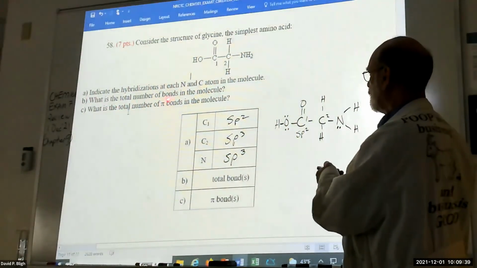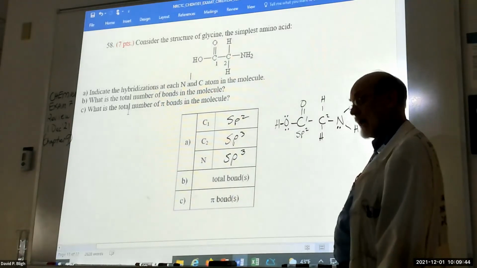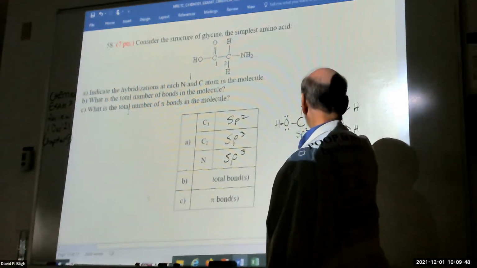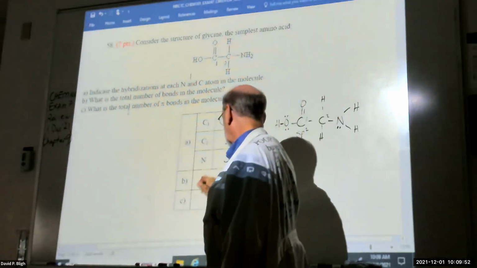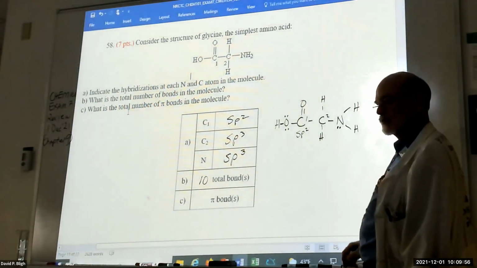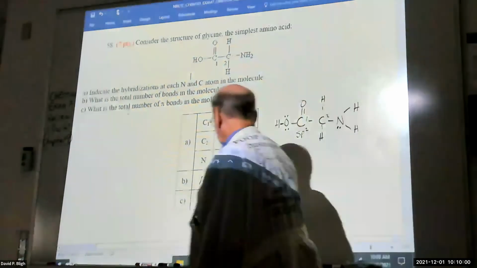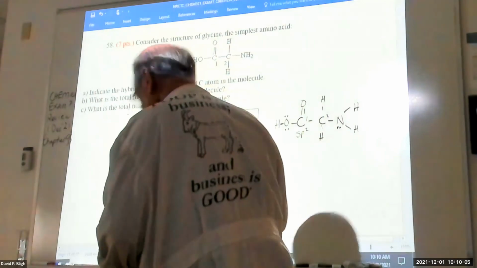What's the total number of bonds in the molecule? The total number of bonds, sigma and pi. We got 1, 2, 3, 4, 5, 6, 7, 8, 9, 10. We have 10 bonds. How many pi bonds? Well, just look for the doubles or the triples. We've only got 1 double bond. So there's only 1 pi bond. Okay?